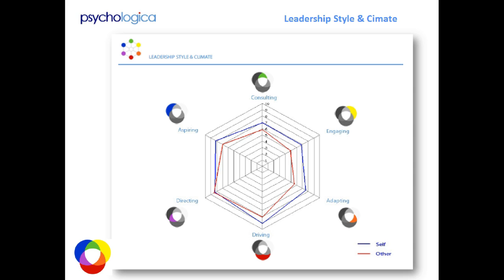Leadership style and climate looks at different leadership styles that you may use in different circumstances and how that impacts on the climate of the organisation and the behaviour and perception of staff.